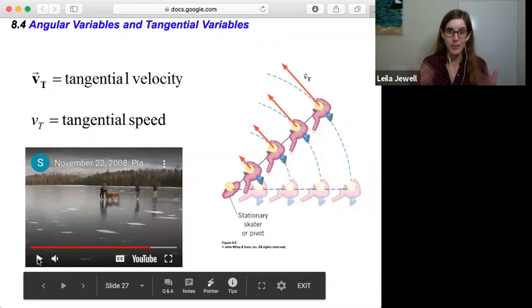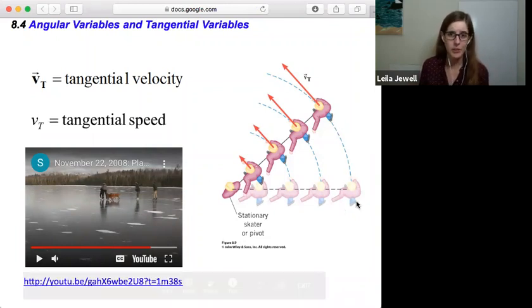The person on the inside, the pivot, was still technically turning through the same angle in the same time, but didn't have to go very far. Versus on the outside, there's a whole lot more distance to travel in that time. So how do we describe that in terms of math and physics?